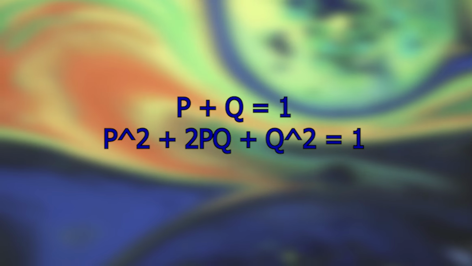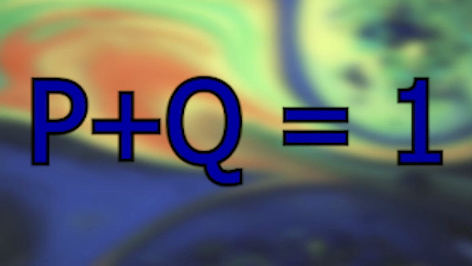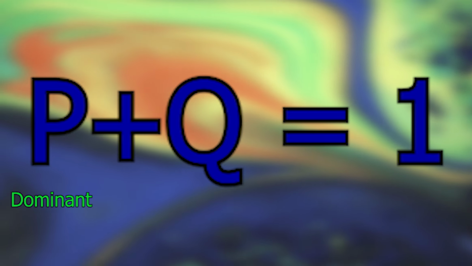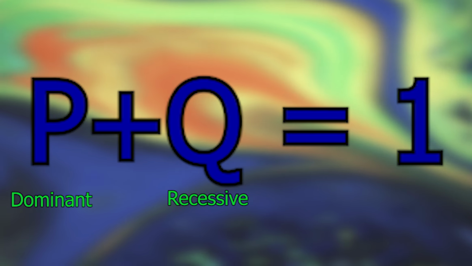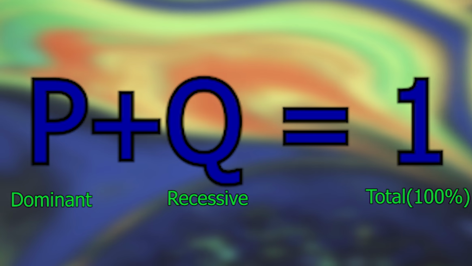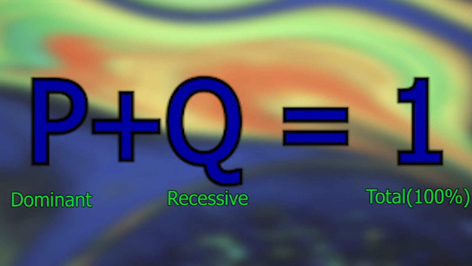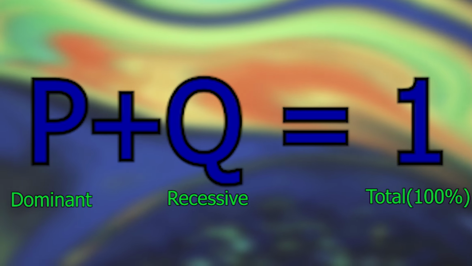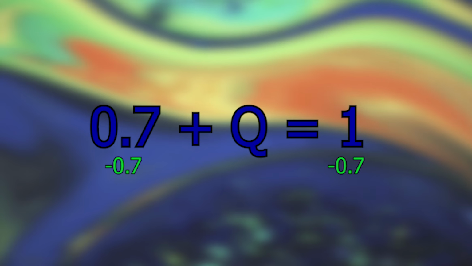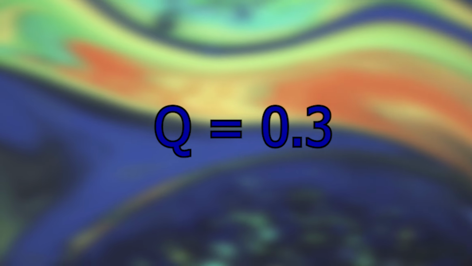First, let's understand the math. There are 2 equations, but the first is P plus Q equals 1. P is the number of dominant alleles in a population, while Q is the number of recessive alleles in a population. The total amount of alleles adding up to 100%, or 1. This means if we know the percentage of either P or Q, we can find out how many of the other there are. For example, if they are 70% dominant, we can do 1 minus 0.7 and get 0.3. So 30% are recessive.